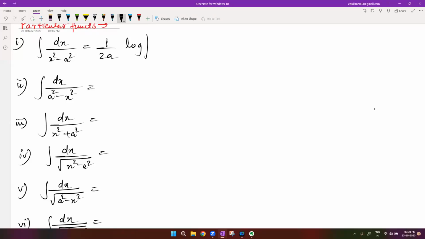Now, let's start with the first. The first would be 1 by 2a log of (x minus a) upon (x plus a). So you can just see what the factors of x square minus a square are: (x minus a) into (x plus a), like a square minus b square is (a minus b) into (a plus b). That is exactly what I am writing here: log of (x minus a) upon (x plus a) plus c.